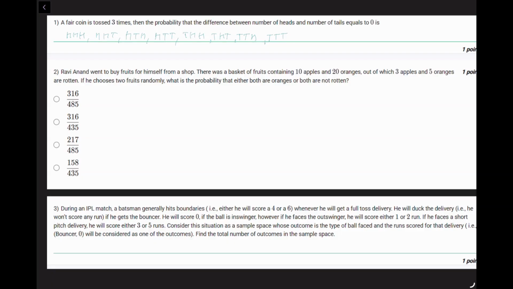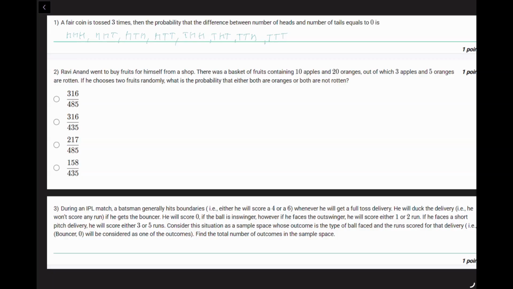Okay, so how many are there? 1, 2, 3, 4, 5, 6, 7, 8. So there are 8 possibilities of tossing a coin 3 times and getting the outcomes. We need the probability that the difference between number of heads and number of tails is 0.